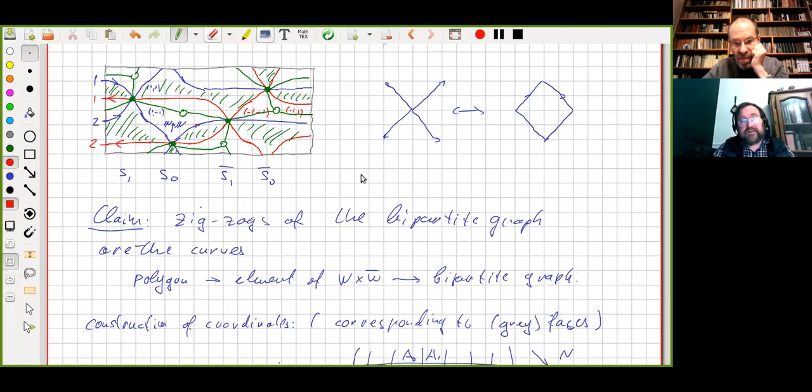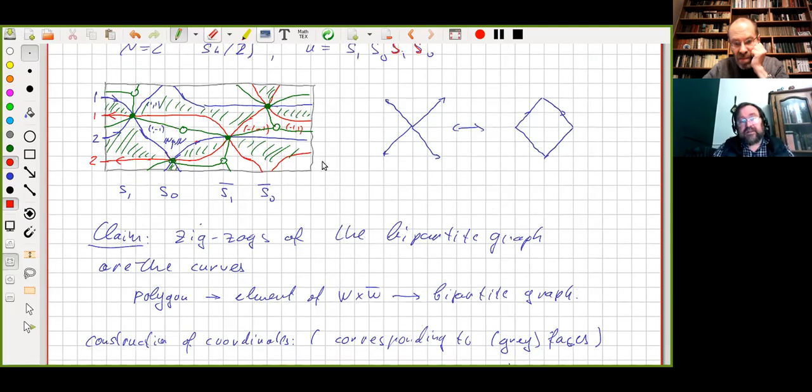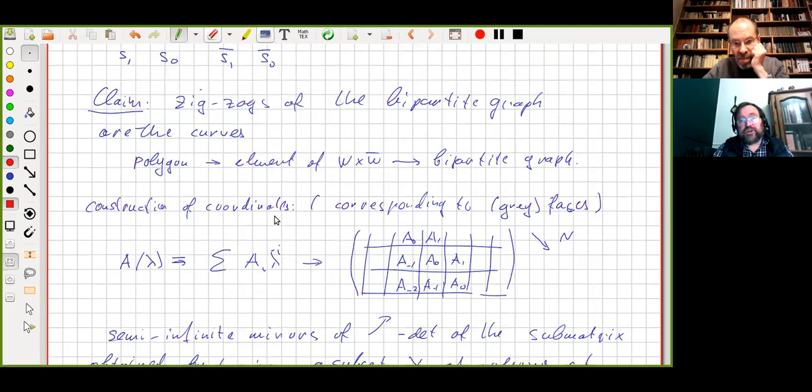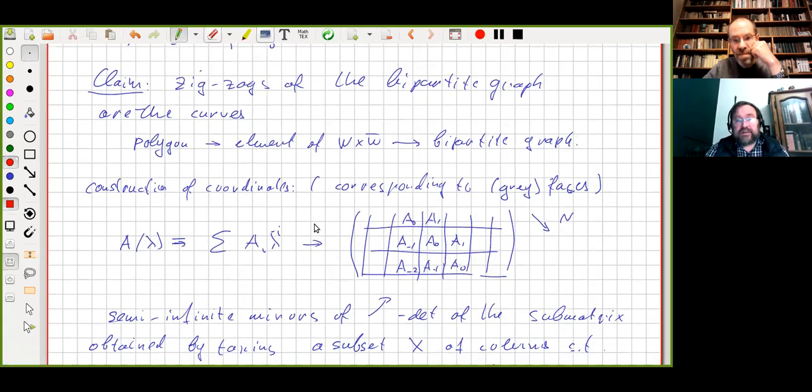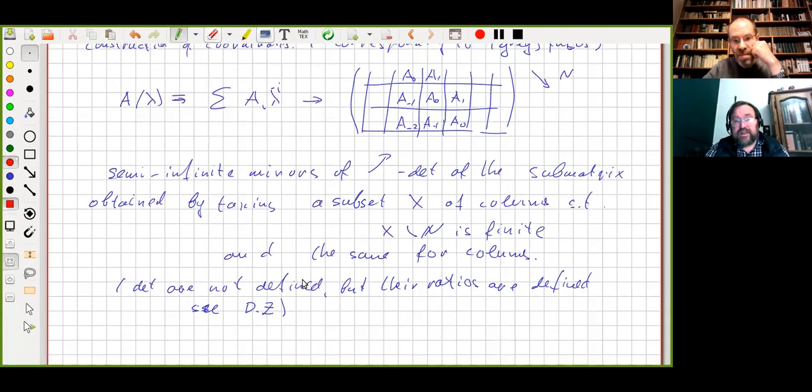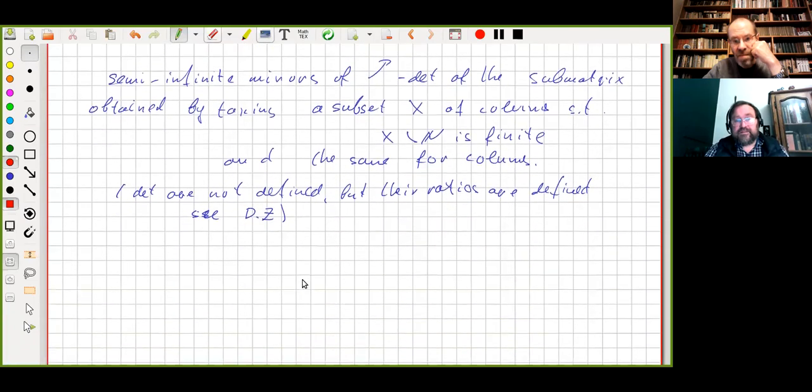And using the tau function, using the Plücker relation which was explained by Dima, you can explicitly write down the evolution of your system. I have no time to say more, so maybe I stop here.